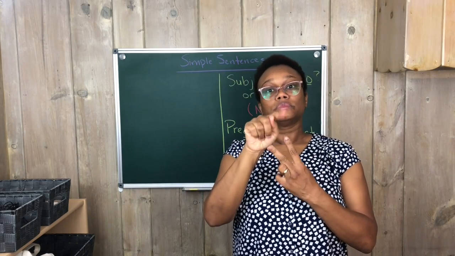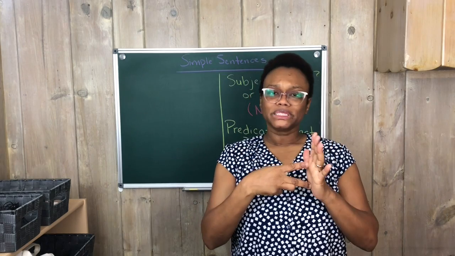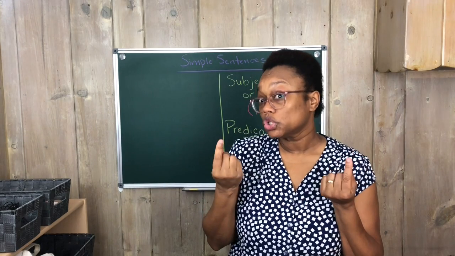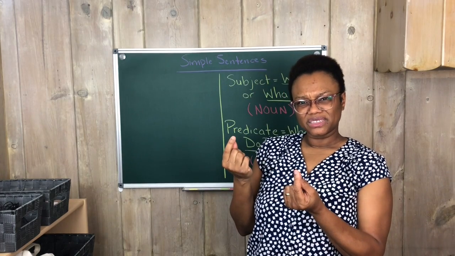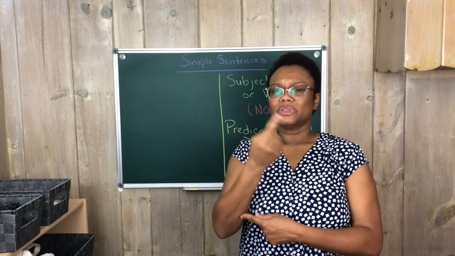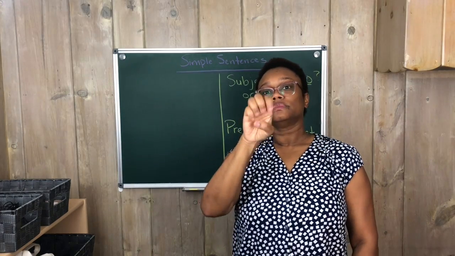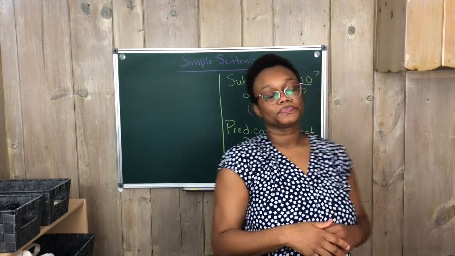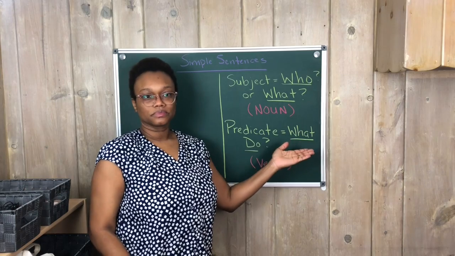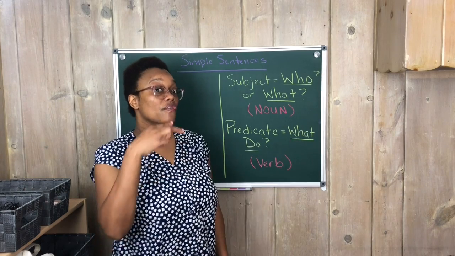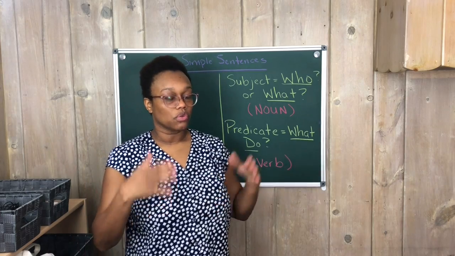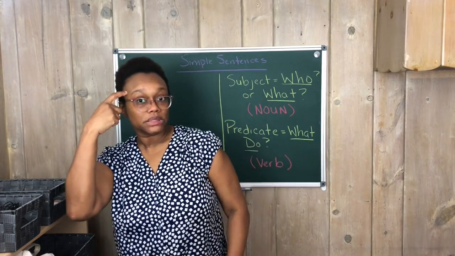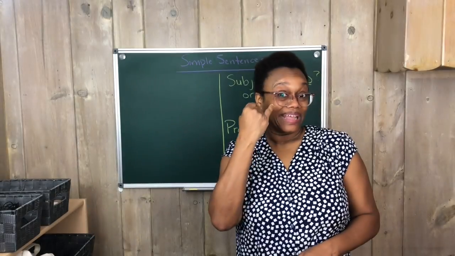Now the second part of a sentence is a predicate. And predicates mean the action. What are the subjects doing? It's always going to be a verb. V-E-R-B. So predicates are the what do. It's the action, either a physical action or a mental action.